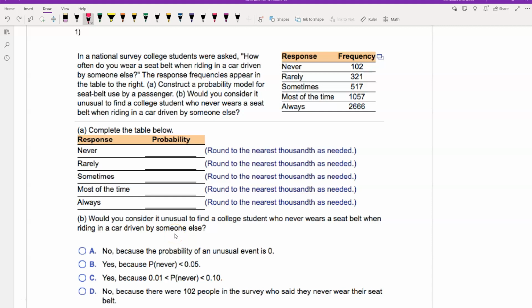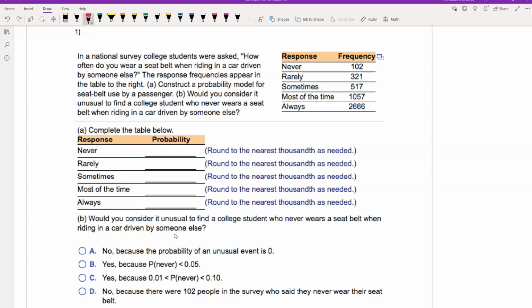Here are worksheets from chapter 5. This part, this table, is given. In the first column, we have response: never, rarely, sometimes, most of the time, always. And on the right side, we have the frequency for each one of these. Part A is asking to find probability.